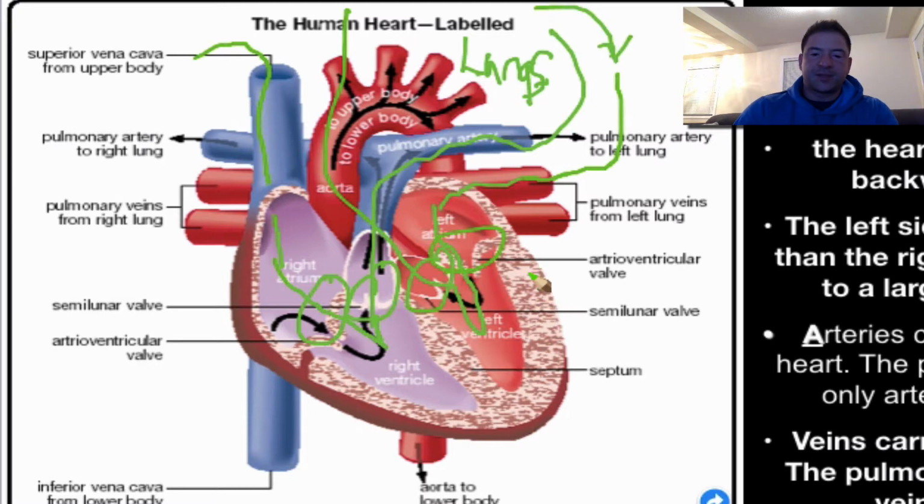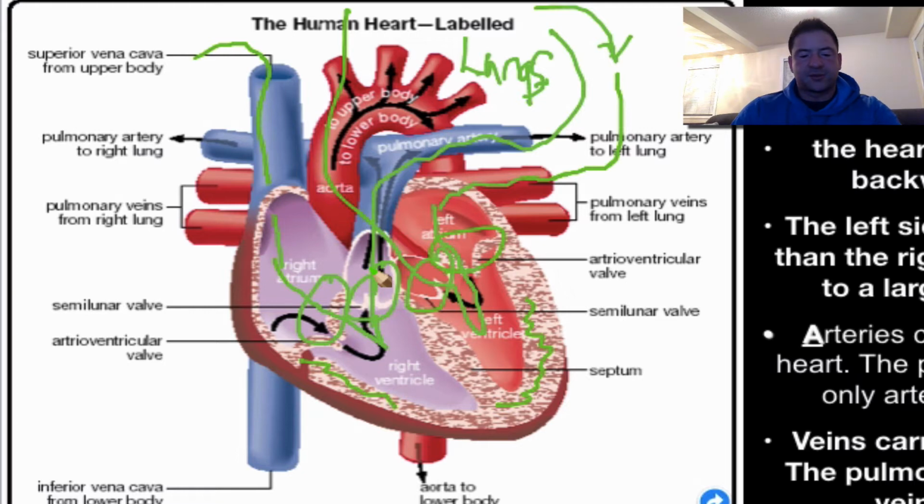Now notice this section, all down here, is much more muscular than this section over here. That's because the left side pumps under high pressure because of the oxygen and such. So it's much more muscular. If you want to identify the left side of the heart, the side where the ventricle is more muscular would be the left side.